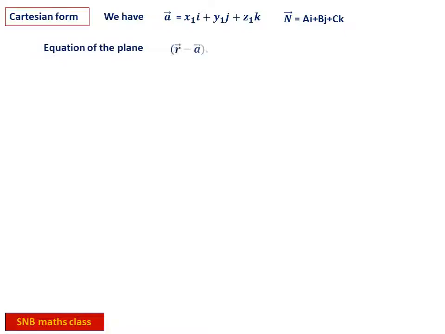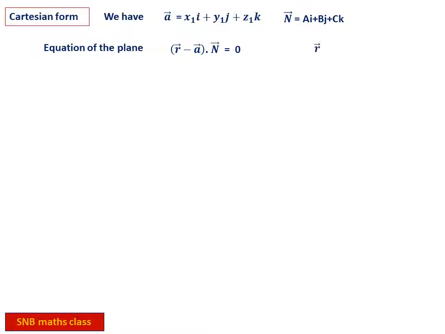Now let us consider Cartesian form. Remember, whenever a vector form is given, then we have to take Cartesian form also. Now we have a equal to x1i plus y1j plus z1k. This we made it very clear. And n equal to ai plus bj plus ck. Now the equation of the plane just now we have derived: vector r minus vector a dot vector n equal to 0.